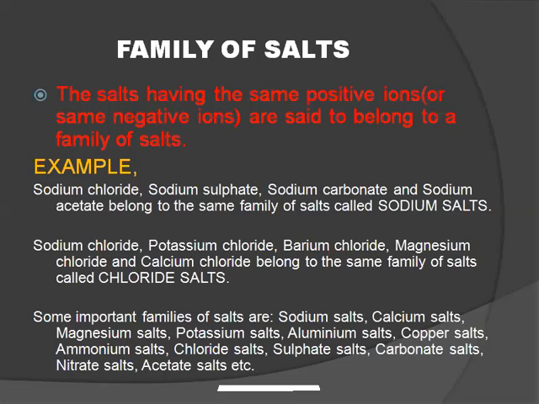Example 2. Sodium chloride, potassium chloride, barium chloride, magnesium chloride, calcium chloride belong to the same family of salts called chloride salts. On dissociation in water, that is hydrolysis of salts, these will give the common and same negative ion, that is chloride ion.